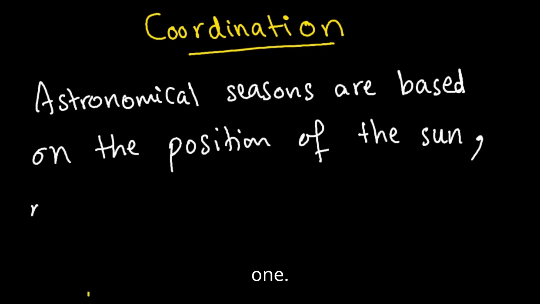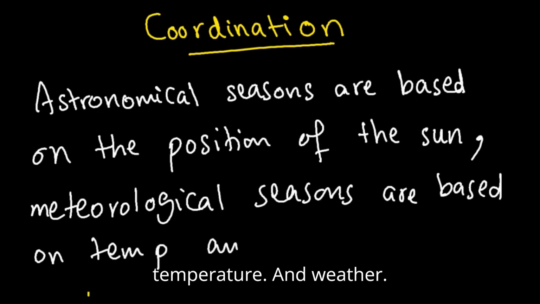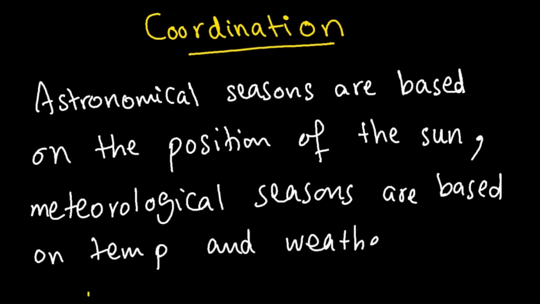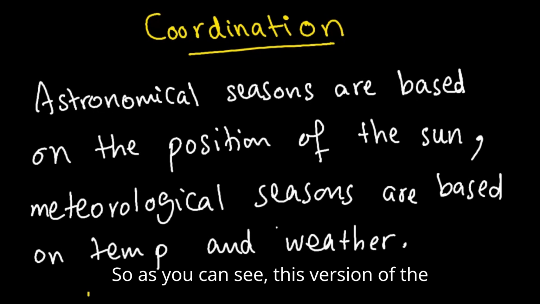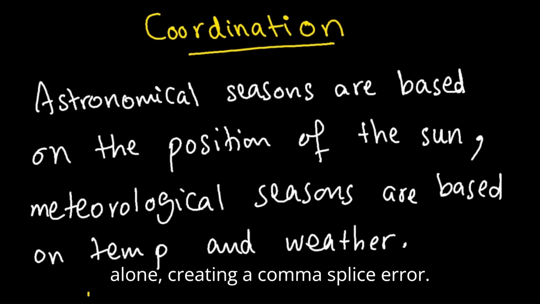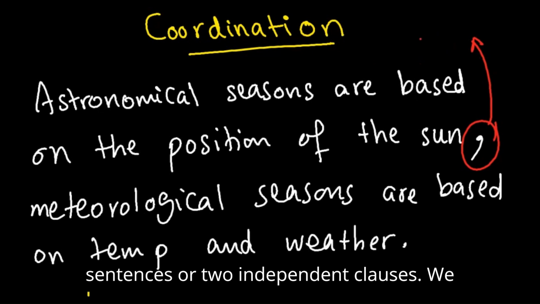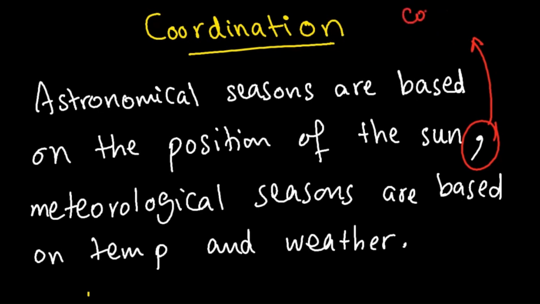And then the second one, meteorological seasons are based on temperature and weather. So as you can see, this version of the sentence fails to use a coordinating conjunction. It just uses a comma alone, creating a comma splice error. We call this the comma between two complete sentences or two independent clauses. We call it a comma splice error.